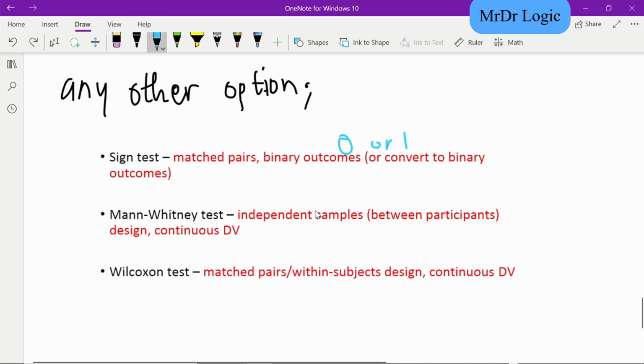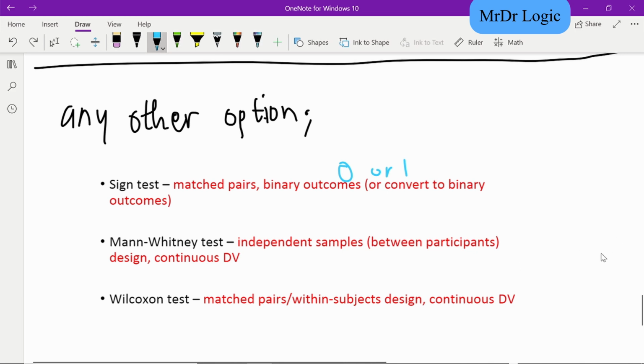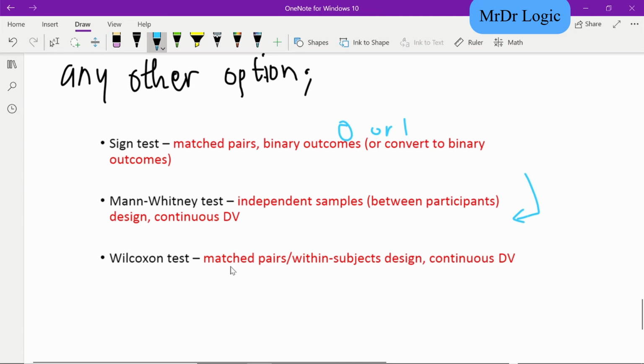However, going back to the Mann-Whitney test, it's going to have to be between participants, and there's going to be a continuous DV. So if the z-test doesn't work and the t-test doesn't work, consider it to be Mann-Whitney. And then Wilcoxon is pretty much matched pairs or within subjects, and there is also a continuous DV.